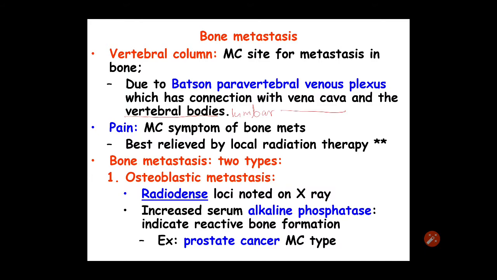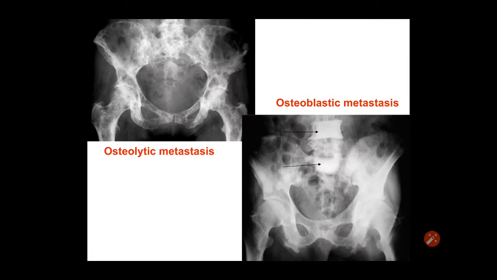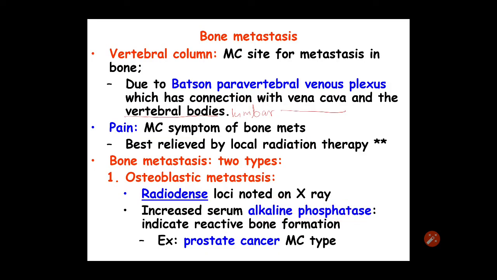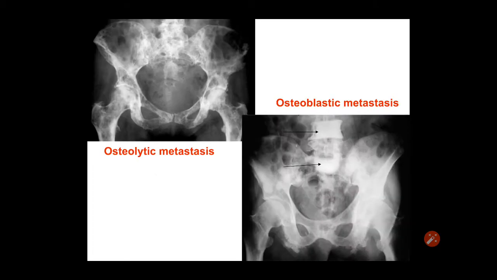As a result, you will see that there is increased alkaline phosphatase. And the prototype of this is going to be prostate cancer. There are other tumors that do the same, such as breast cancer. Here is an example of osteolytic metastasis, where you start to see widespread resorption of bone. Look at this. All of this is bone that has been eaten up by the osteoclasts, which have been resorbing this bone.